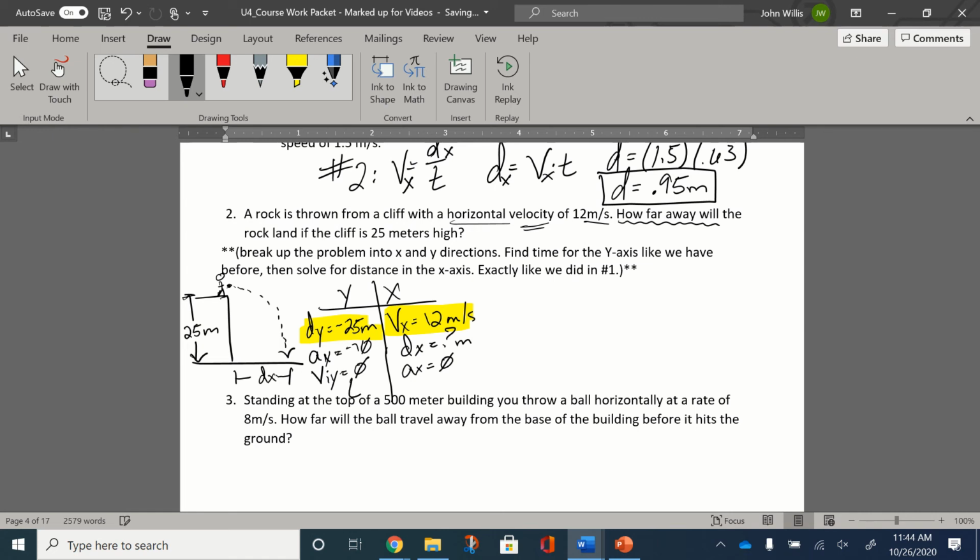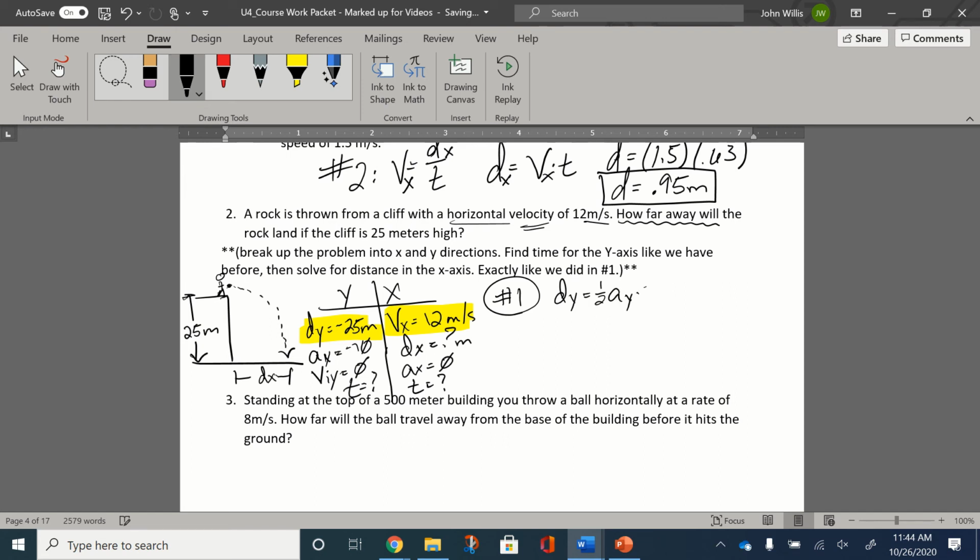And the only thing that both of these directions, both of these axes, have in common is time. Notice the x-axis has 2 unknowns, distance and time, and the y-axis only has 1 unknown. This is why we always start step number 1 with our vertical stuff. It's a drop problem.